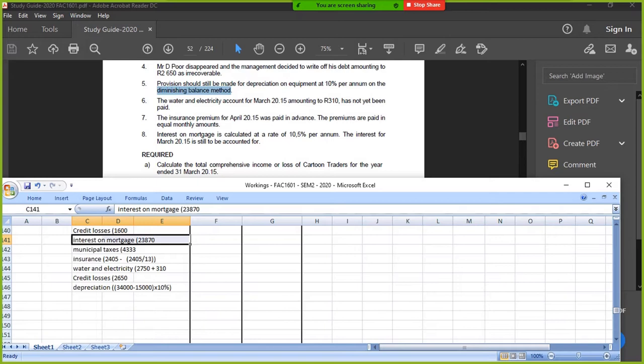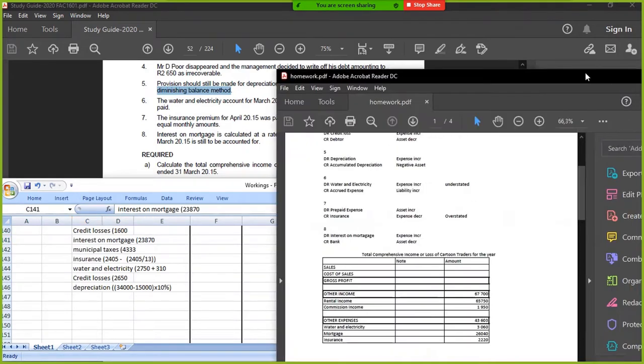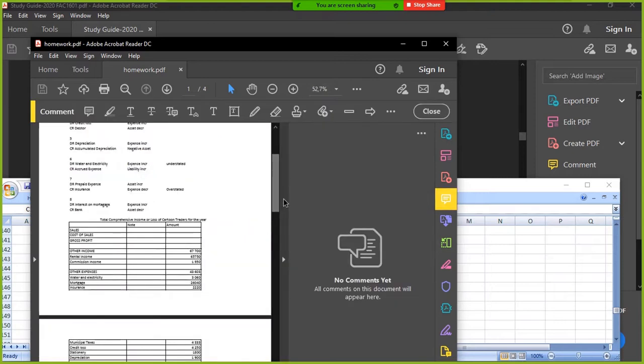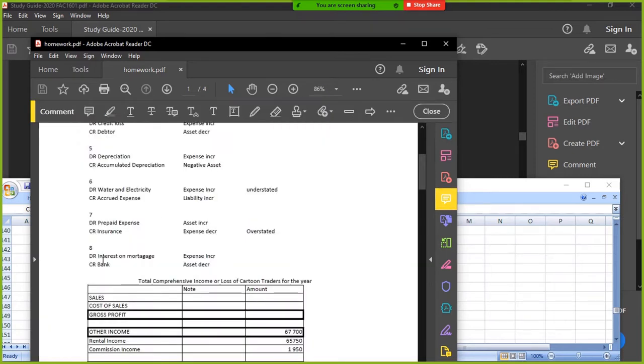For number 8, let me just show it to you here. Let me move it across there. This needs to change. There's an error here. They didn't say you paid this. They said it's outstanding. So please just fix that. This will be accrued expense. Be careful there. The rest is perfect, just that one.